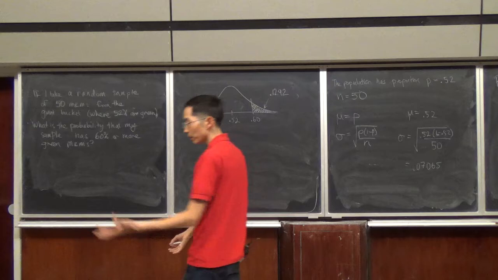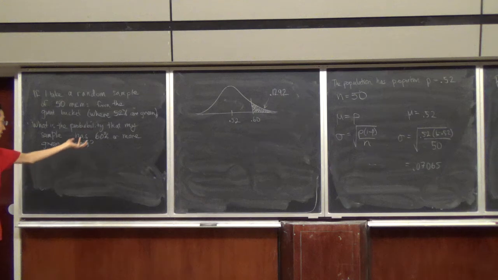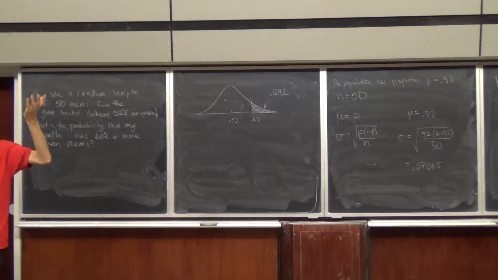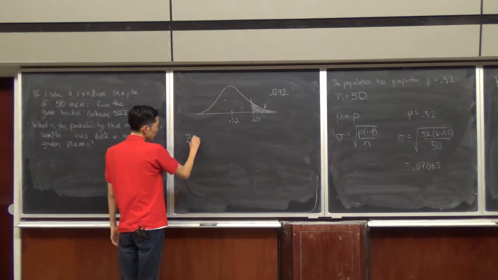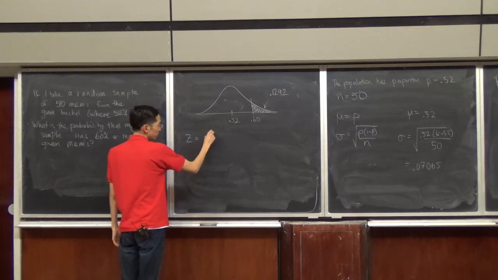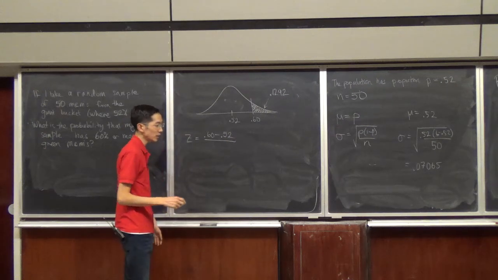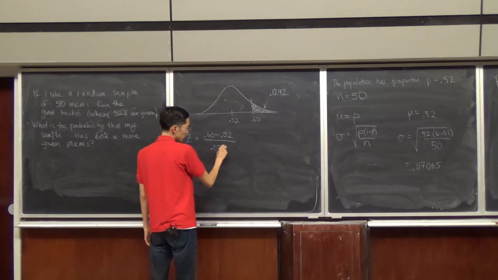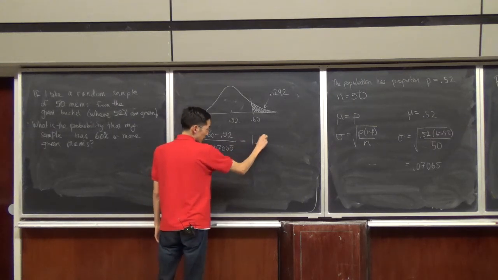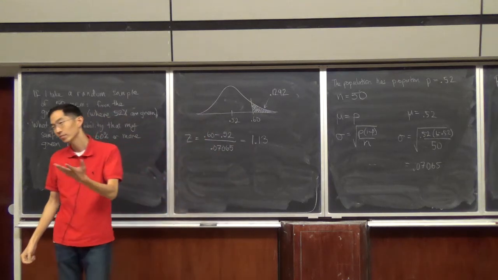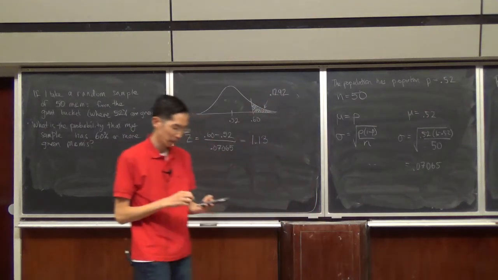I'm still asking, if I'm taking a scoop of only 50 M&Ms and not 100, what's the probability that I get 60% or more green M&Ms. So my z is equal to 0.60 minus 0.52, and I'm going to divide that by 0.07065. And when I do that, what do I get? I got 1.13. Does it make a difference? Yeah, it's close enough.